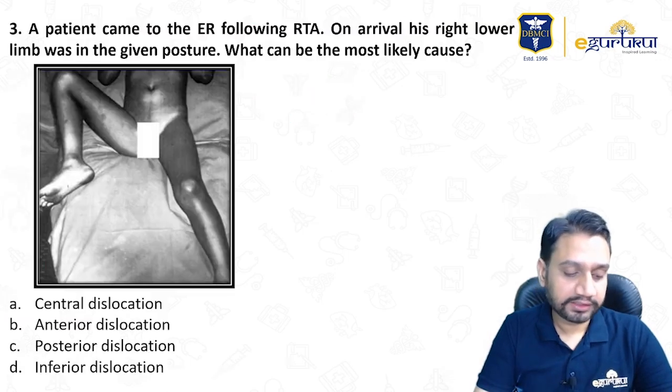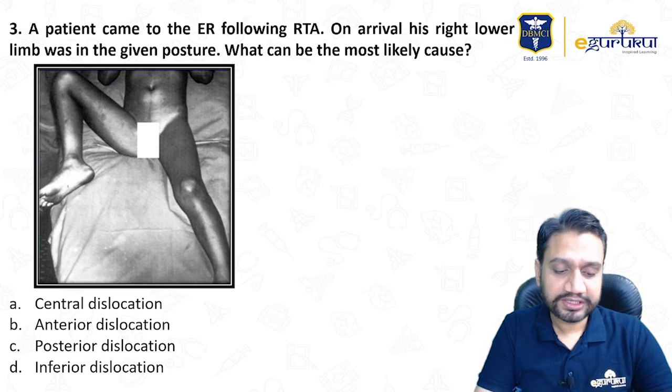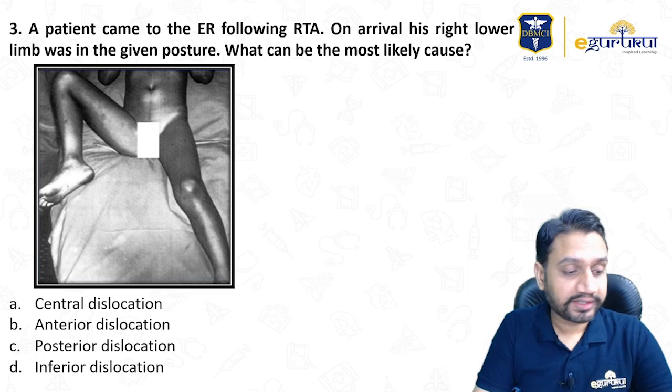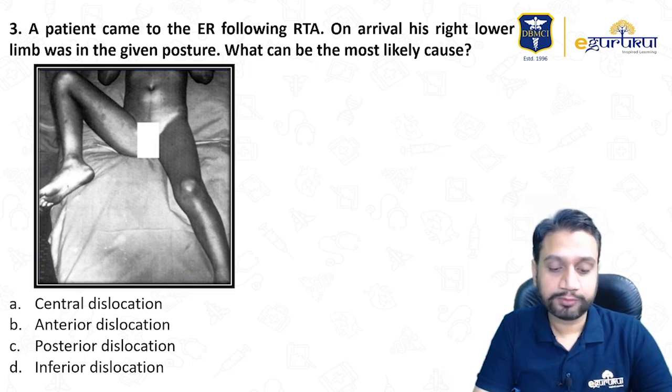Okay. Then other one I kept for you. A patient came to the emergency room following RTA. On arrival, his right lower limb was in the given posture.